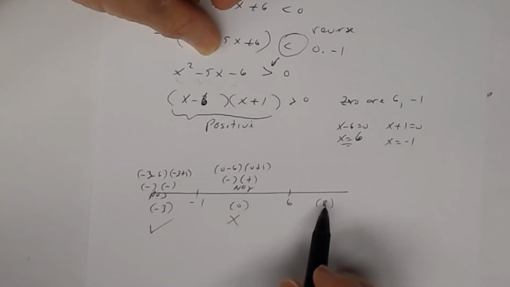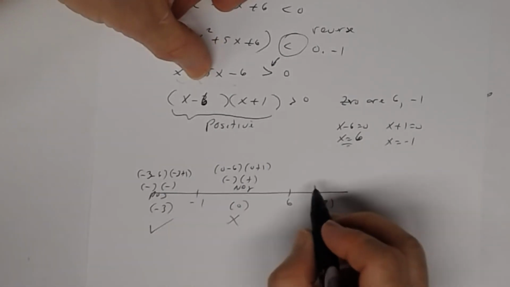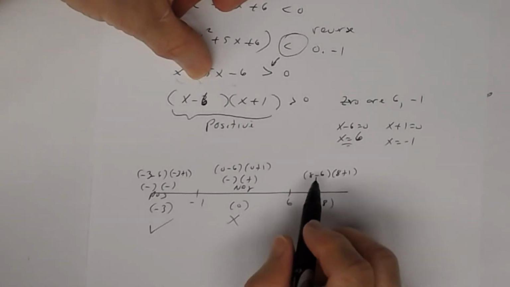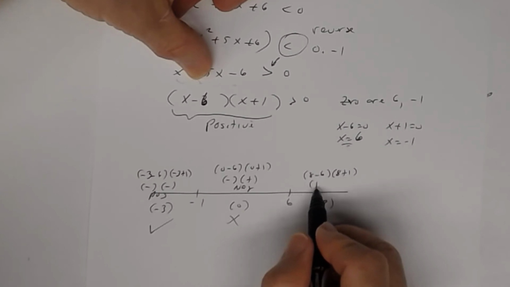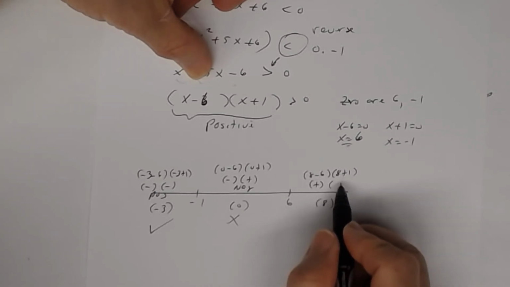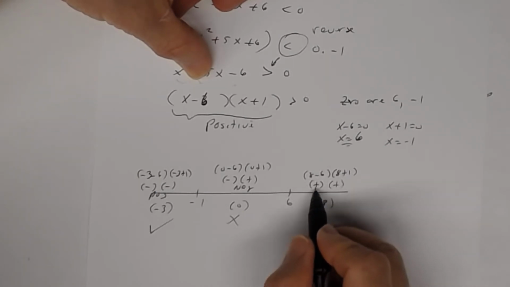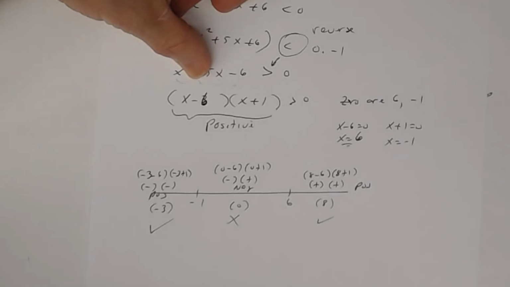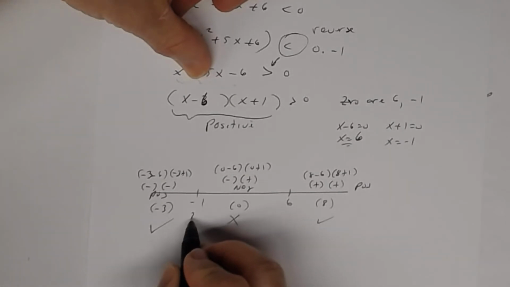If x is 8, my test point's 8, I get 8 minus 6 times 8 plus 1, right? 8 minus 6 is positive. That's actually 2. 8 plus 1 is positive. It's actually 9. A product of positives is a positive. Is that something I want? Is this interval going to be a solution? The answer is yes.